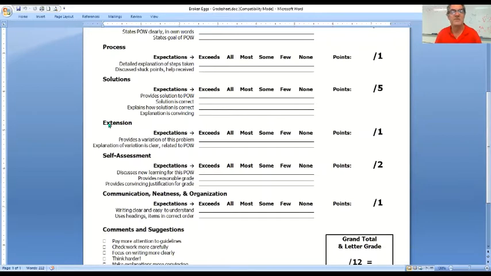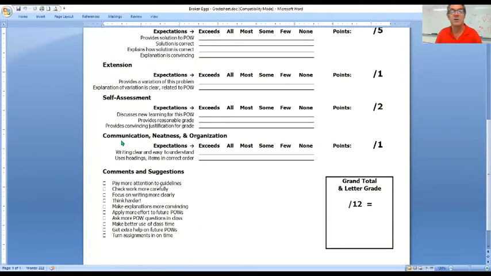Then there's a section on the extension, and finally on the self-assessment. And then notice down here at the bottom, communication, neatness, and organization. In this POW, that's worth a whole point, okay? So I need your writing to be clear and easy to understand, and I want you to use headings and put it in correct order. So you should say problem statement, write your text. Then new heading, process, write your text. Make sure that I know what you're talking about.